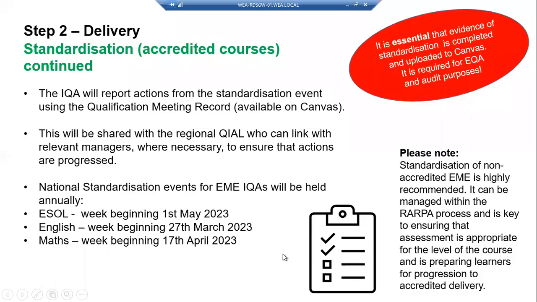Okay. So just a final little note around standardisation before I hand back to Jess. The IQA reports will report any actions from standardisation using the qualification meeting record. It's one template that can be used for one-to-ones, for standardisation, and for small group conversations that the IQA has with assessors. These documents are uploaded, or should be uploaded, onto Canvas, and then the regional quality leads can link with relevant managers if there are particular actions that need to be progressed, and they can have sight of those.